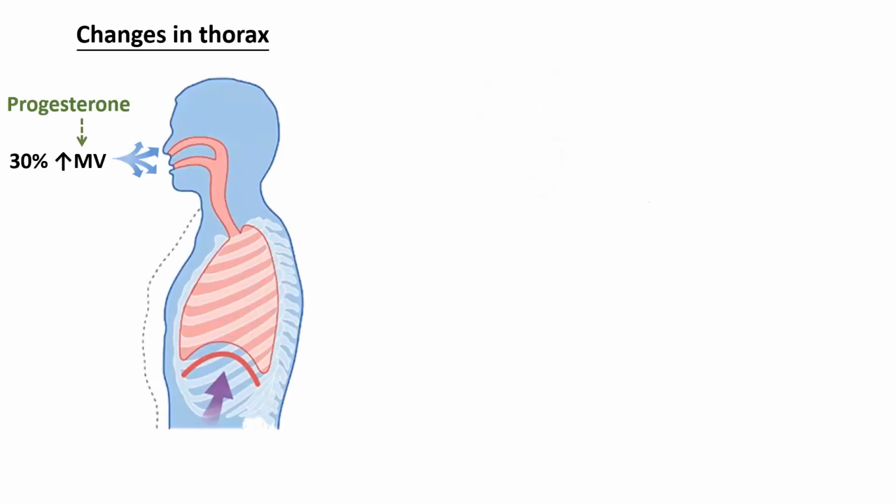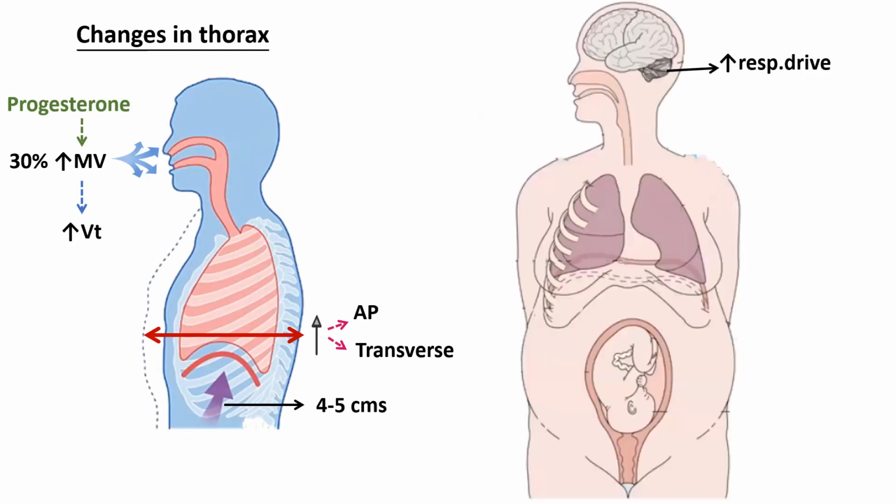Because of the higher progesterone levels, there is a 30% increase in minute ventilation in pregnant ladies. Because of the increase in minute ventilation, there is an increase in tidal volume. The thorax diameter, both the anteroposterior and transverse diameters, increases in pregnancy. The diaphragm is elevated about 4 to 5 centimeters in pregnancy.